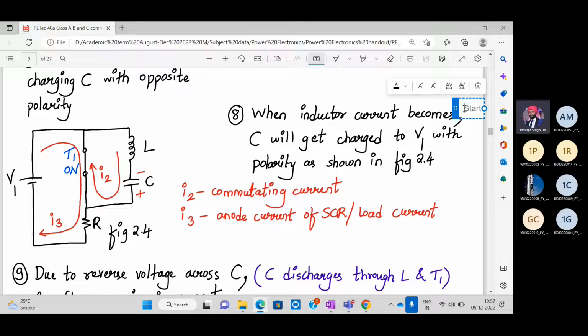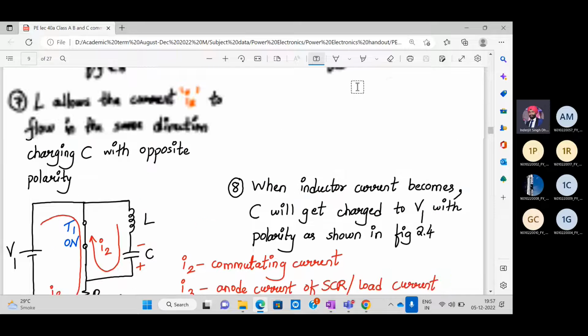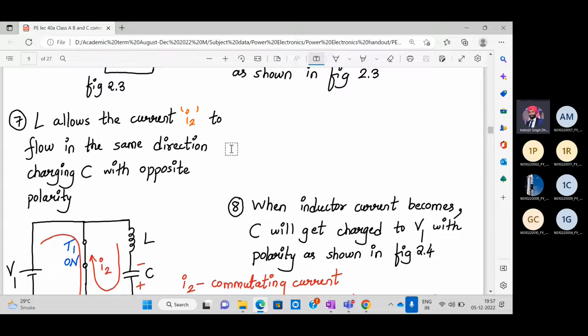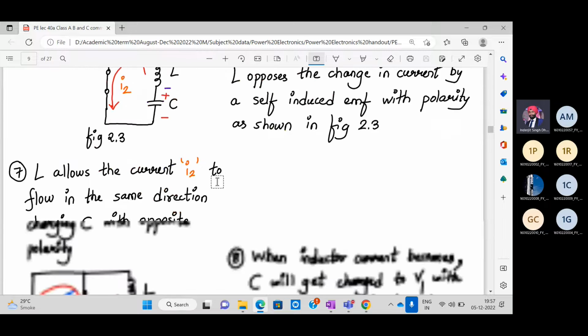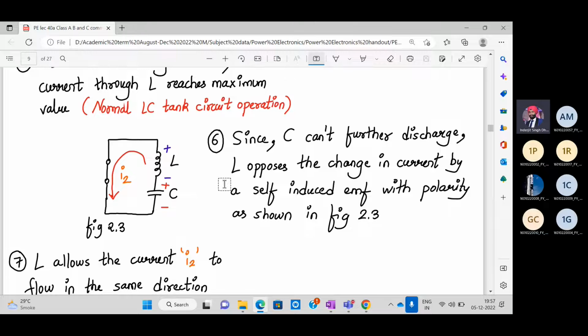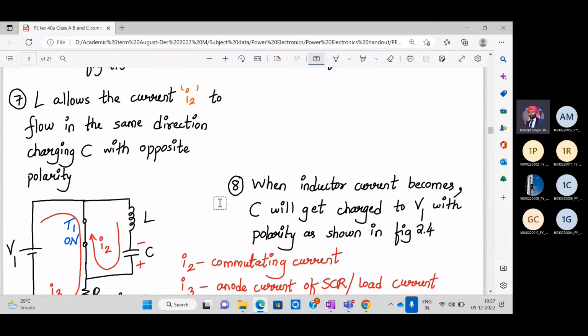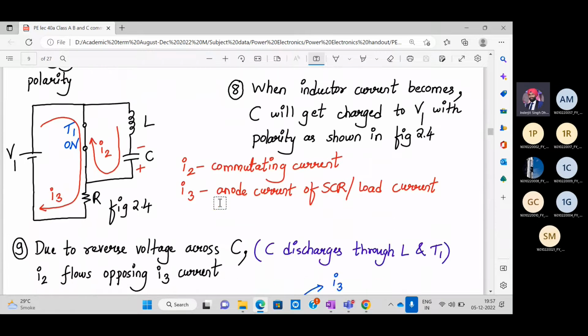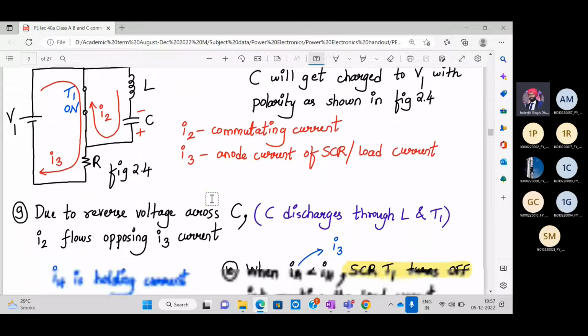Here there is something missing. Yeah, here we have I2. I'll update this, no worries.